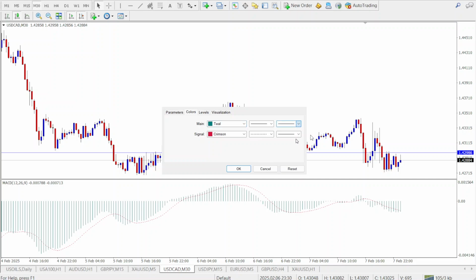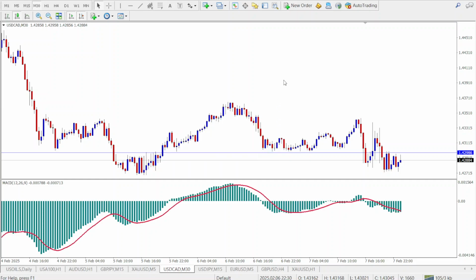I'm just gonna increase the thickness of these, for easy identification. All right. Now, the MACD, or Moving Average Convergence Divergence, is one of the most widely used indicators in technical analysis. It's simple to understand, okay? It's effective and it works across all markets and time frames. By the end of this video, you'll know exactly how to use MACD for better trade entries and exits.